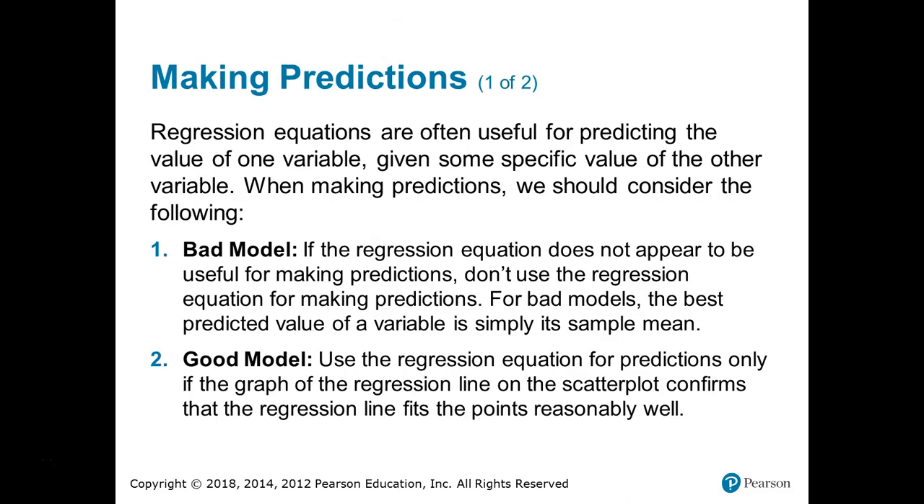Once we have our regression equation, we can now make predictions. Since we have a general line of best fit, we can figure out any x or y value. Given an x value, what do I expect my y to be? Given a y value, what do I expect my x to be? You're just plugging in one of the variables and solving for the other. It's a bad model if the regression equation does not appear to be useful for making predictions. With a good model, you can use it.